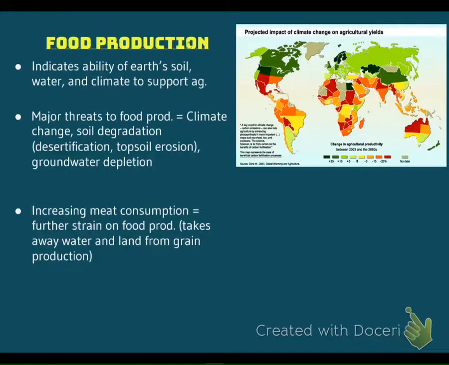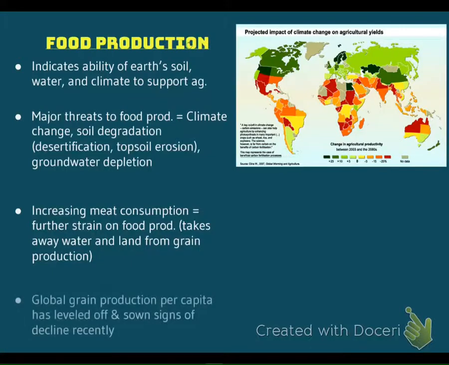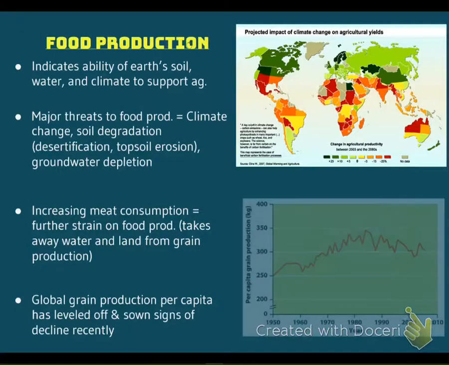Increasing meat consumption puts a strain on food production because of all the energy needed to grow the crops and harvest the crops, so that we can use those crops that we could eat to feed the cattle. Global grain production per capita has leveled off and shown signs of decline recently.